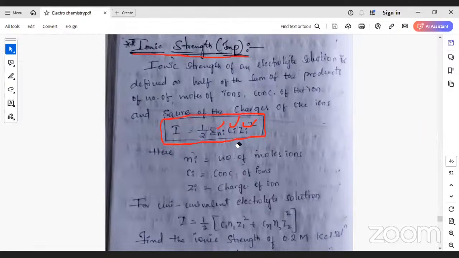Simple: the ionic strength I equals half of the summation NiCi Zi square. Ni is the number of moles of the ions, Ci is the concentration, Zi is the charge. If any electrolyte solution dissociates into two ions, each ion individually we have to consider.